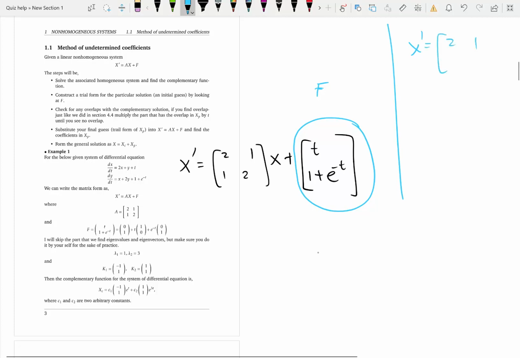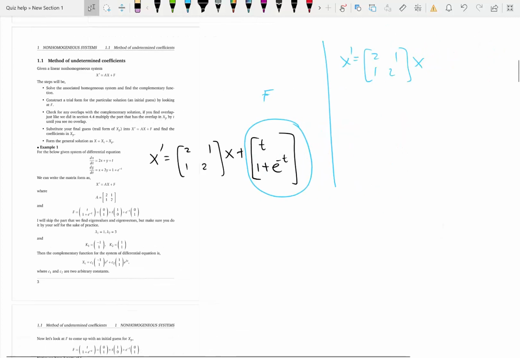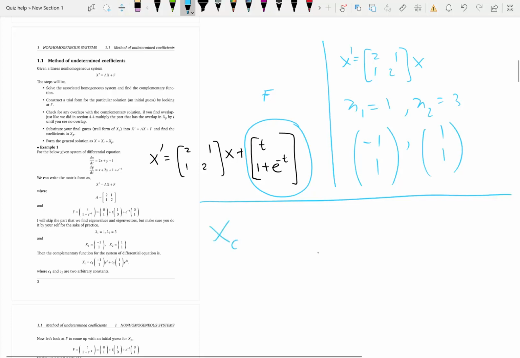take the homogeneous version of the system, [2 1; 1 2], and solve it. How do you solve it? Well, now you know how to solve it. Find eigenvalues, find eigenvectors, and write the general solution. Here I'm not going to spend time on doing that. You already know, so try to pause it and do it. The eigenvalues are 1 and 3, so I will give you that. The corresponding eigenvectors are [-1, 1] and [1, 1]. So the complementary function, capital X sub c, is c1 [-1, 1] e to the t plus c2 [1, 1] e to the 3t.